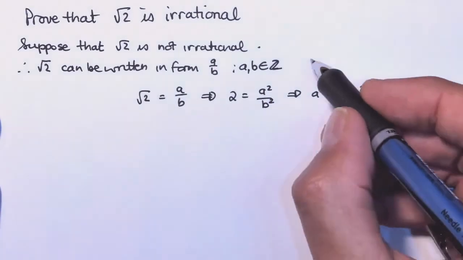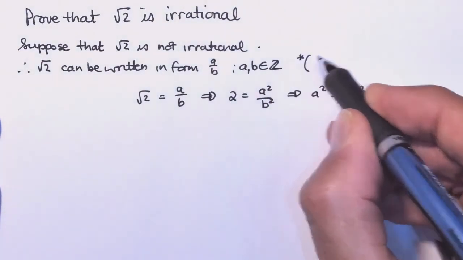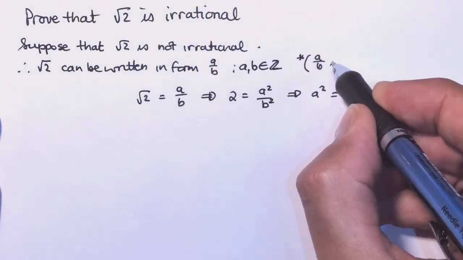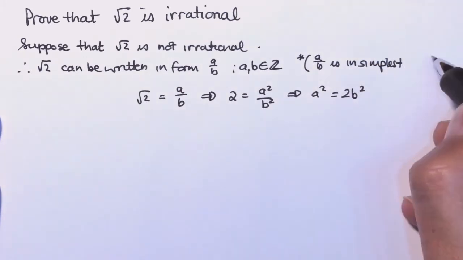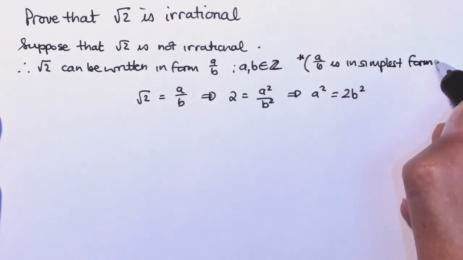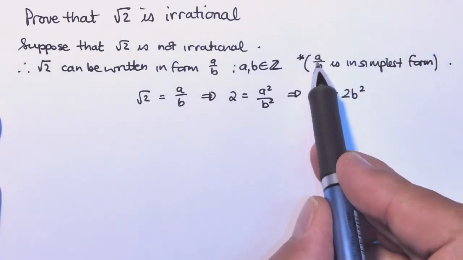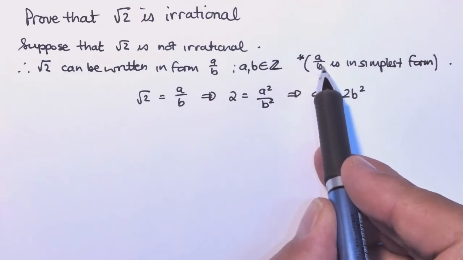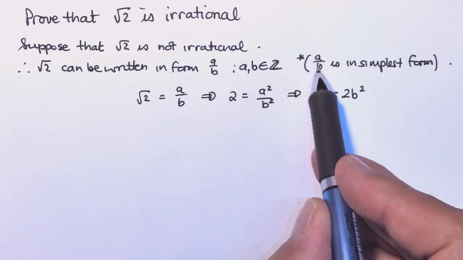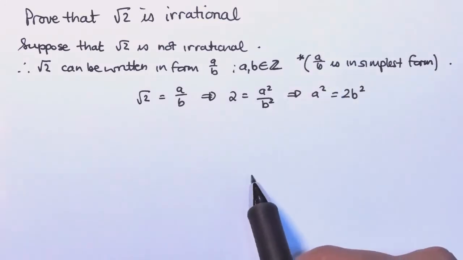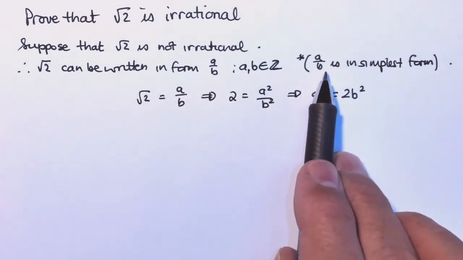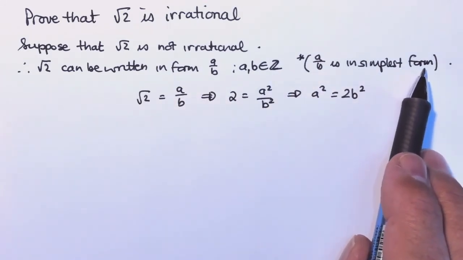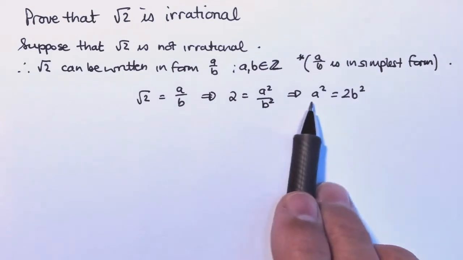But now remember, we have to state here that a over b is in simplest form. Now that means that there are no common factors between these two. So an example would be 2 over 3. 4 over 6 will not be in simplest form because we can still remove a 2 that's common. So we're assuming that it can be written in that form where a over b is written in its simplest form. Okay, so what does this mean?